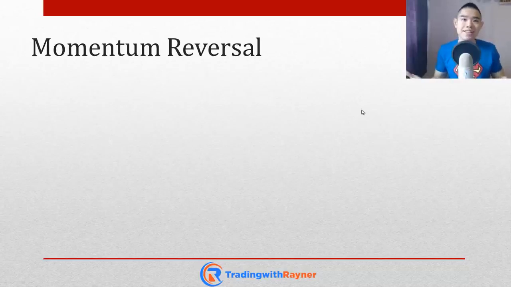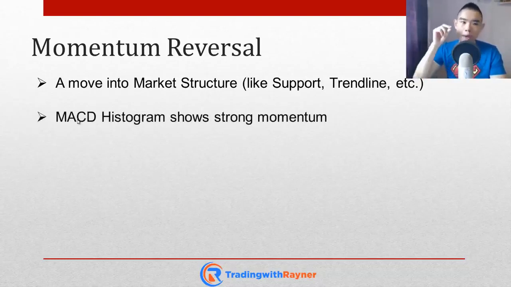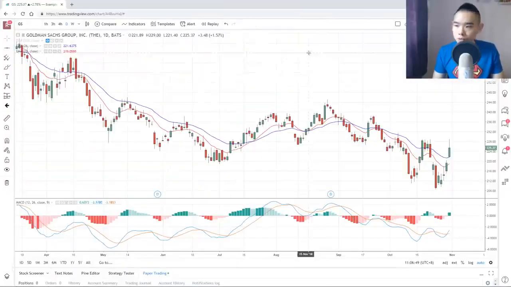This is where the MACD comes into play. Number one, you want a move into market structure like support, resistance, trend line, etc. Number two, you want the MACD histogram to show you strong momentum, showing that there is an imbalance of buying or selling pressure. And number three, you can look for a price rejection as an entry trigger. Let me explain with the charts, because otherwise it's quite hard to visualize what I'm saying.